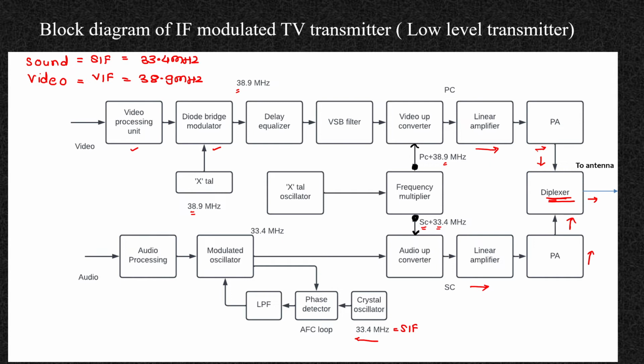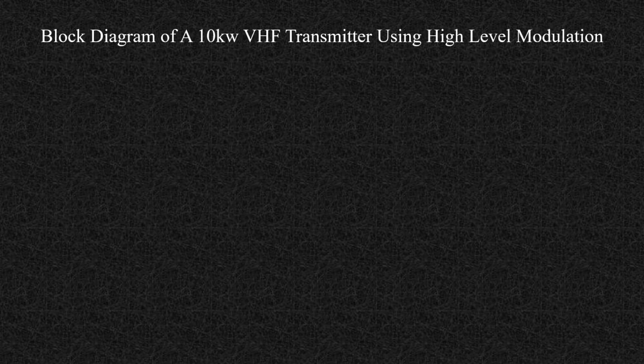And as your amplifications are in the latter part, after modulation and after filtering, it is at a very low power level. Okay? And that's why this is called a low level transmitter. The next transmitter is the high level transmitter using high level modulation. So you can see the block diagram of a 10 kilowatt VHF, that is very high frequency, transmitter.